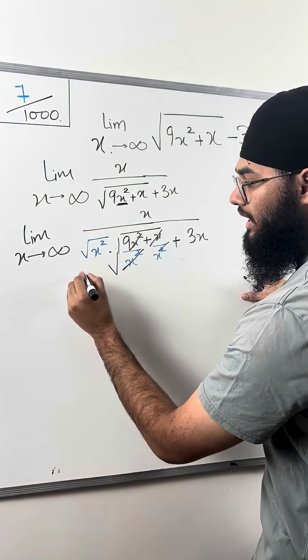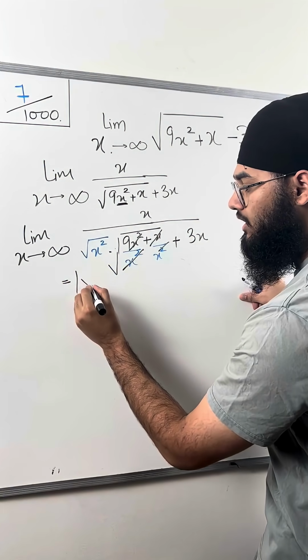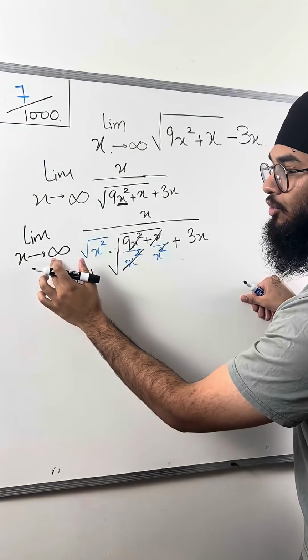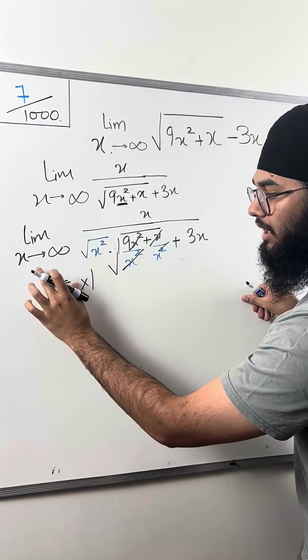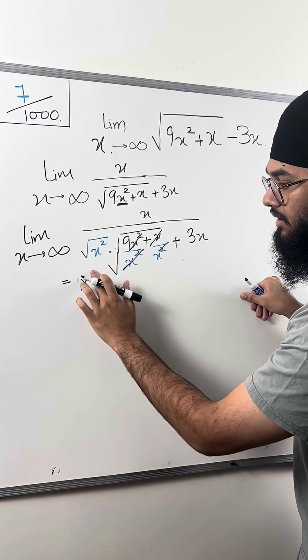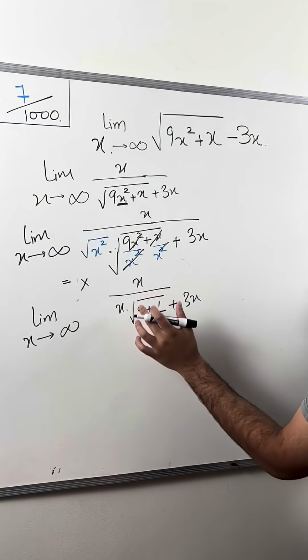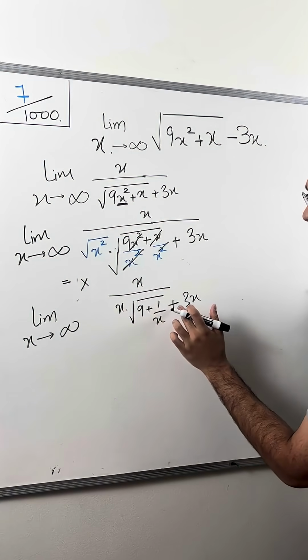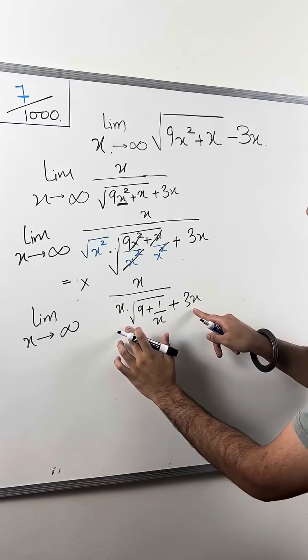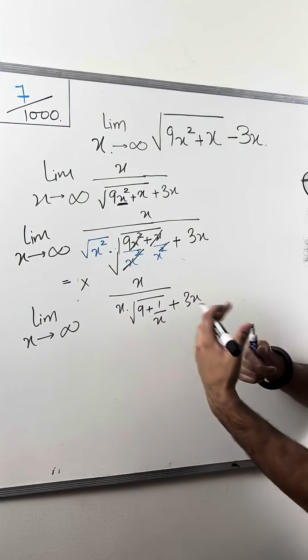Square root of x squared is the definition of absolute value of x. And since our x is approaching positive infinity, that just becomes positive x. So with that, our fraction becomes x over x times square root of 9 plus 1 over x plus 3x. Now from these two terms, I see a common x. So let's factor it out.